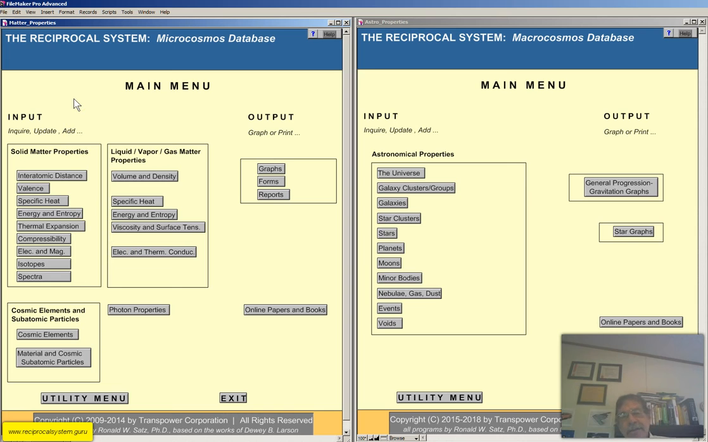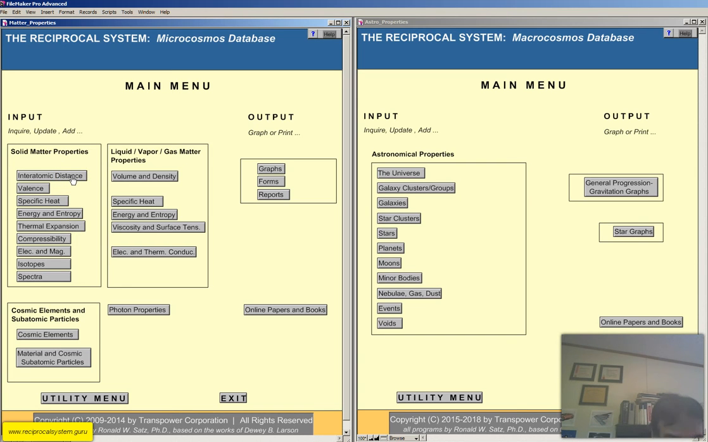Now, I do recommend that you use a Xeon microprocessor for the Microcosmos database. It's not really necessary for the Macrocosmos database because it's not as computationally intensive as the Microcosmos database. But you can still get by with an i7 or i9 core, Intel processor or AMD. It's just that the Xeon processor will be faster, especially for specific heat calculations, energy and entropy, thermal expansion. But I'm using my desktop today, the i7-990X, which is the fastest processor you could buy back in 2012, but it seems a little slow now, but it's perfectly fine for this particular layout.